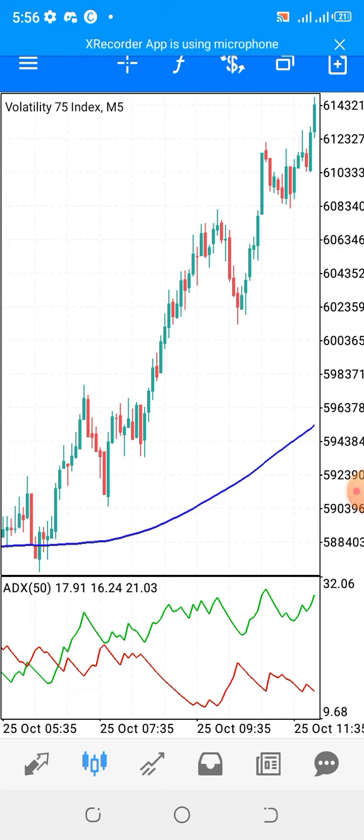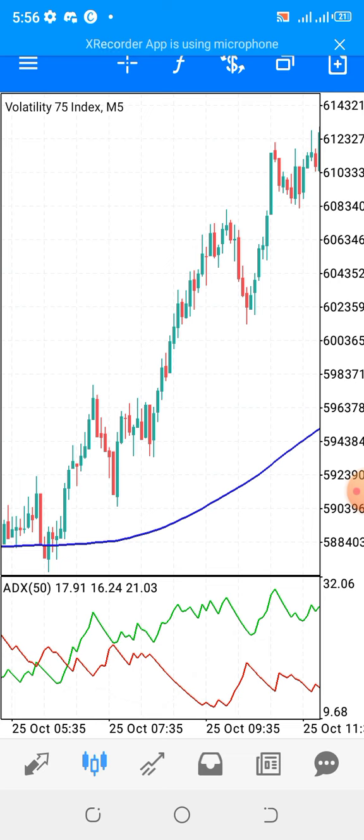Now there are 2 points you need to identify first. The first one is to identify the direction of the market. That is the first thing. Once you identify the direction of the market, then the next thing is for you to come down to the side of ADS and look for your entry.